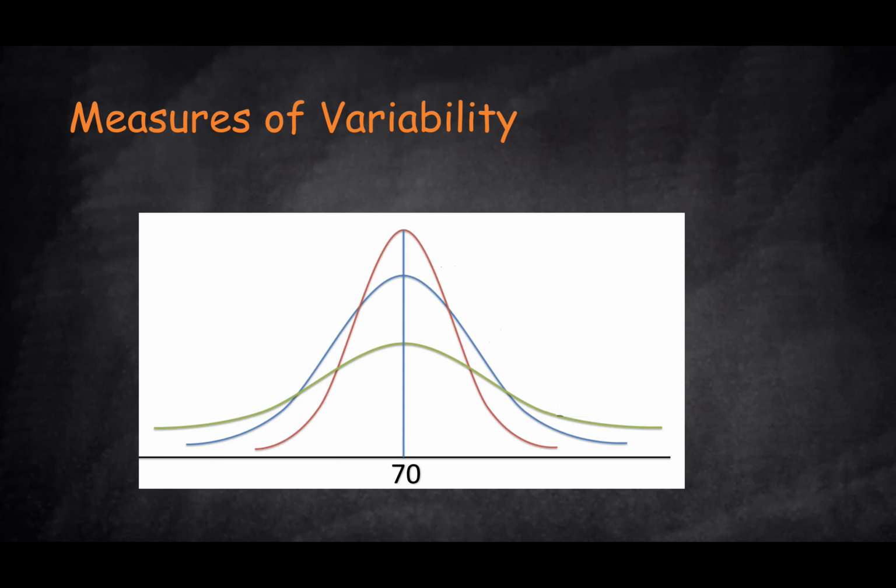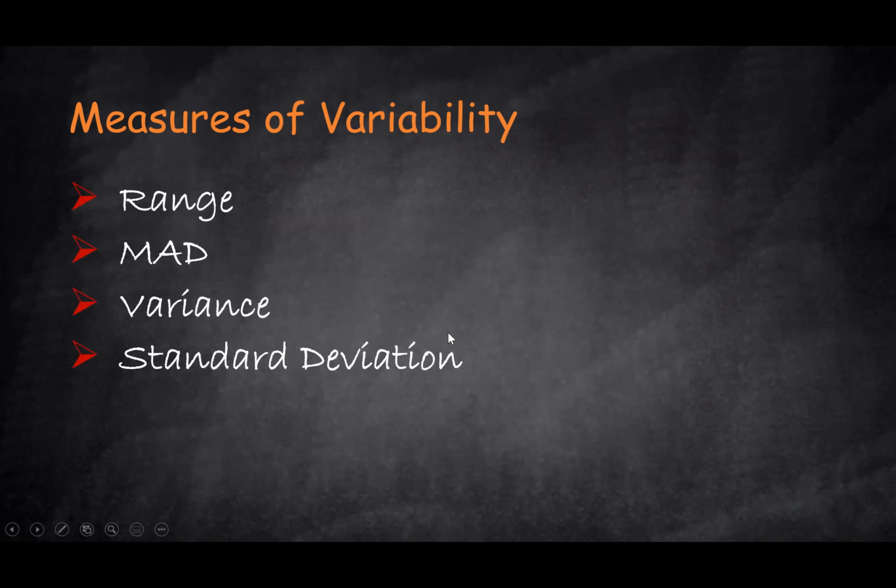So what we're looking to see in this video is how we can use numerical values to tell us the story about the differences between these three classes. And we call them the measurements of variability. So we'll talk about the range, MAD, variance, and standard deviation. And let's start with the range. The range is the difference between the largest and the smallest observation that you have in a data set.